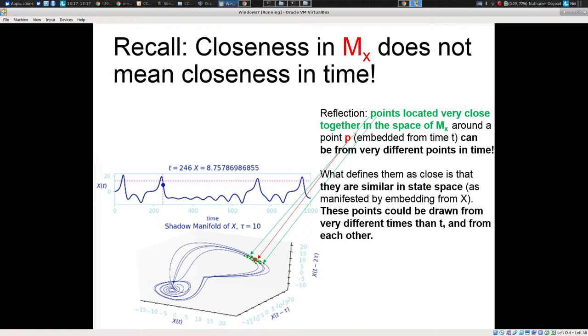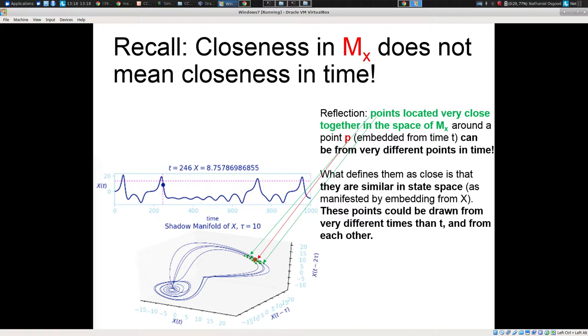Okay. So I want to emphasize, and it bears noting something I emphasized before lunch. These green points are the closest points to the red one, to the index point, to this point of interest, in terms of state space. They could be from very different points of time. You remember, if the red one is from this point in time, there may be other points in state space very close to it. For example, this guy here at around time roughly 50, and this point here at around time 670, and maybe 950 or something.